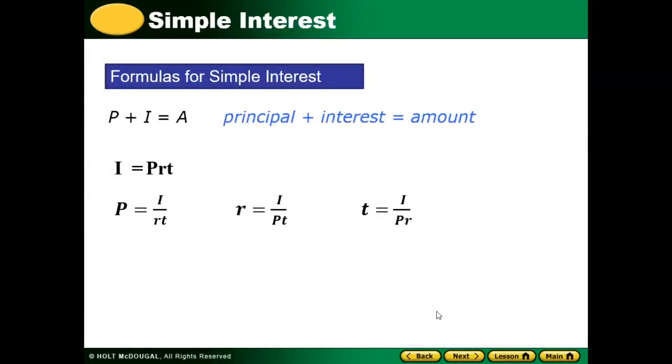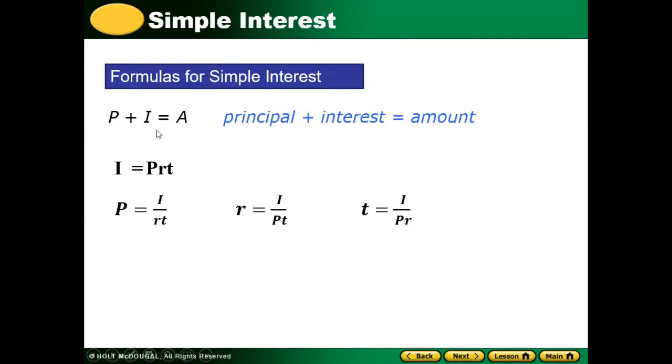We'll start with P plus I equals A. And let's backtrack. I equals PRT. We just talked about this formula. This is the interest and the principal and the rate and the time. In this equation, we can actually rearrange this a few ways. We can use this equation to solve for our principal if we know our interest, our rate, and our time. We can also use it to solve for rate if we know interest, principal, and time. And we can also use it to solve for time if we know I and P and R.